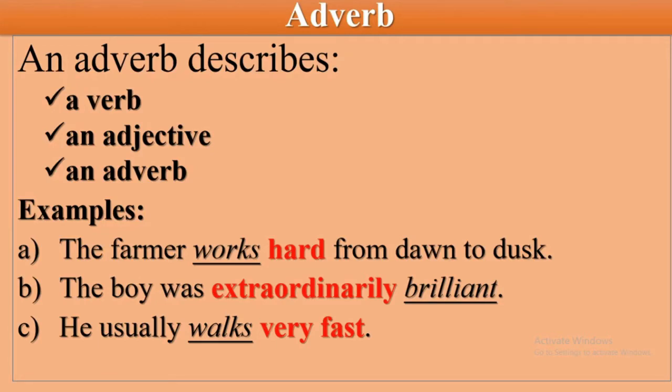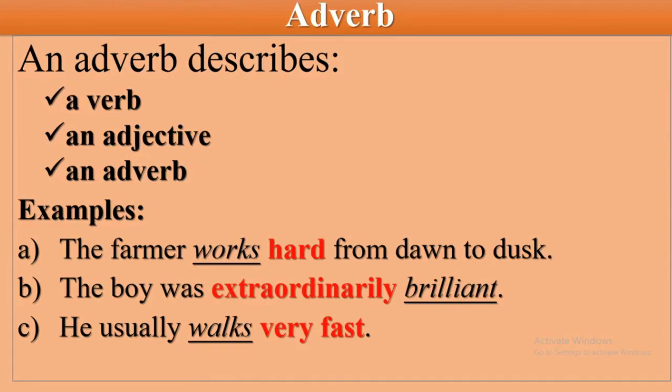The second sentence, the boy was extraordinarily brilliant. In this sentence, the underlined and italicized word is an adjective. So how was the boy? The boy was brilliant. Now I am asking a new question. How much brilliant was the boy? The boy was extraordinarily brilliant. Here, the word extraordinarily is adding more information to the adjective brilliant. So in this sentence, the word extraordinarily is describing the adjective brilliant. So extraordinarily is an adverb.